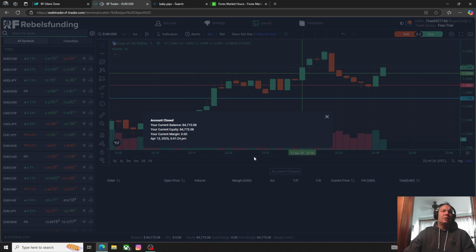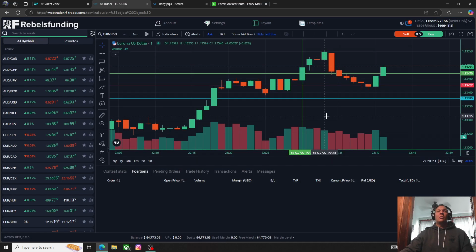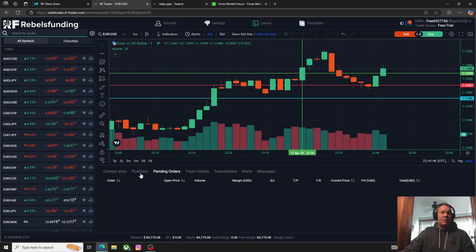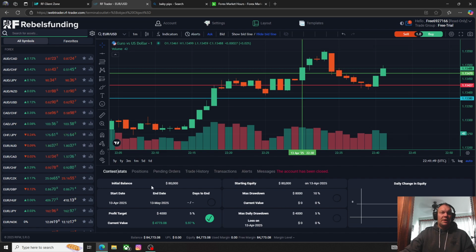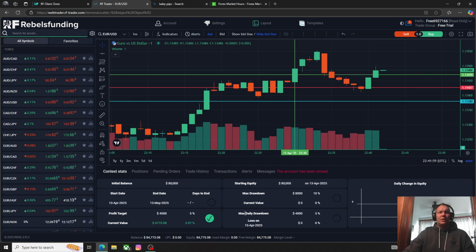Alright. Well, it pushed significantly higher right at the end, because that closed the position, that closed the account. Okay, so if we make $4,000 on that, then you'll see right down here the current value of what the profit was. I made 4,773 in that little bit of time, and it closed out the account.